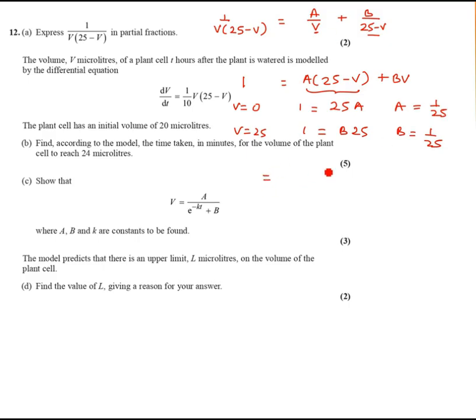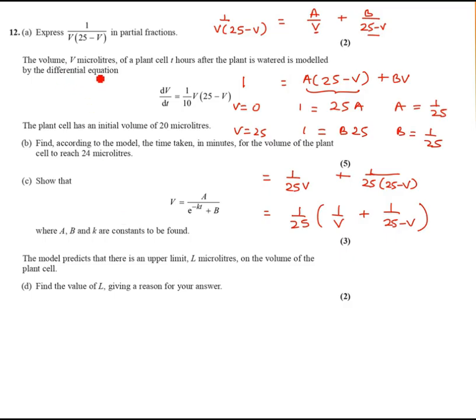So this becomes, a is 1 over 25, so you can write 1 over 25 v plus 1 over 25 times 25 minus v. Okay, or you can take 1 over 25 common, then it can be written as 1 over v plus 1 over 25 minus v. So that's the answer to part A.